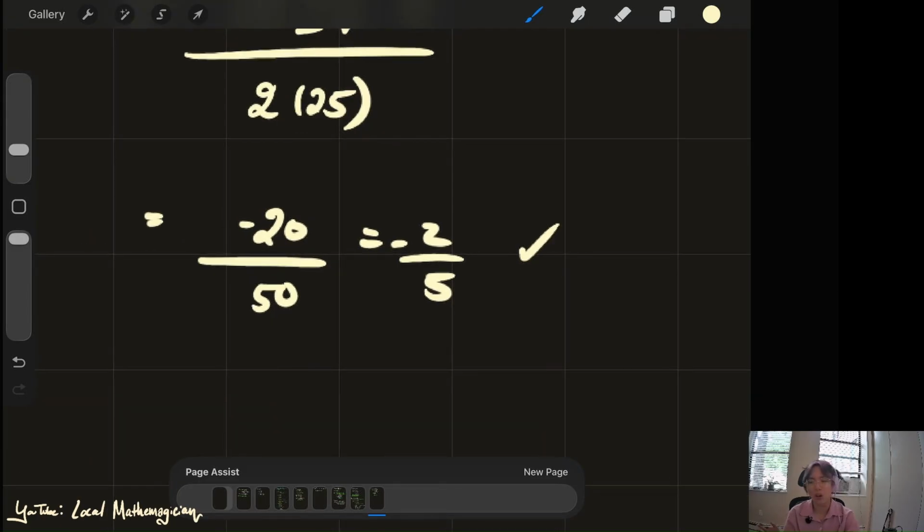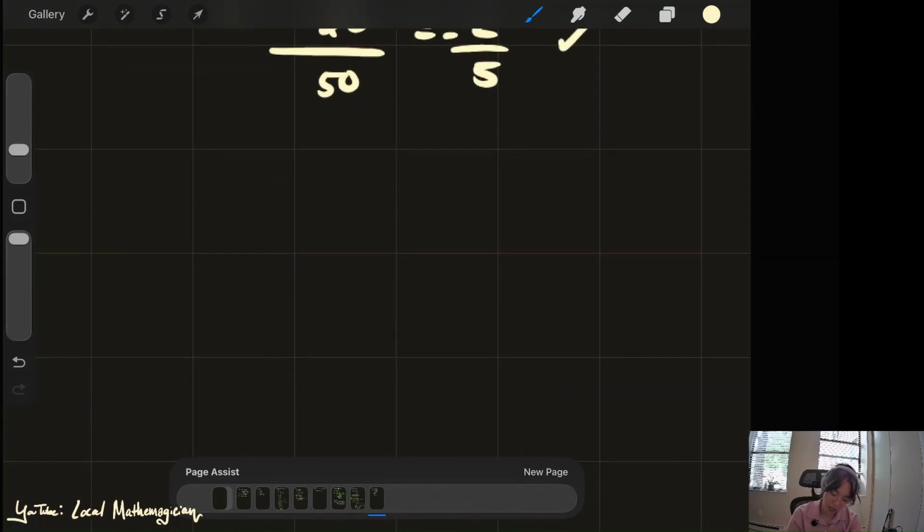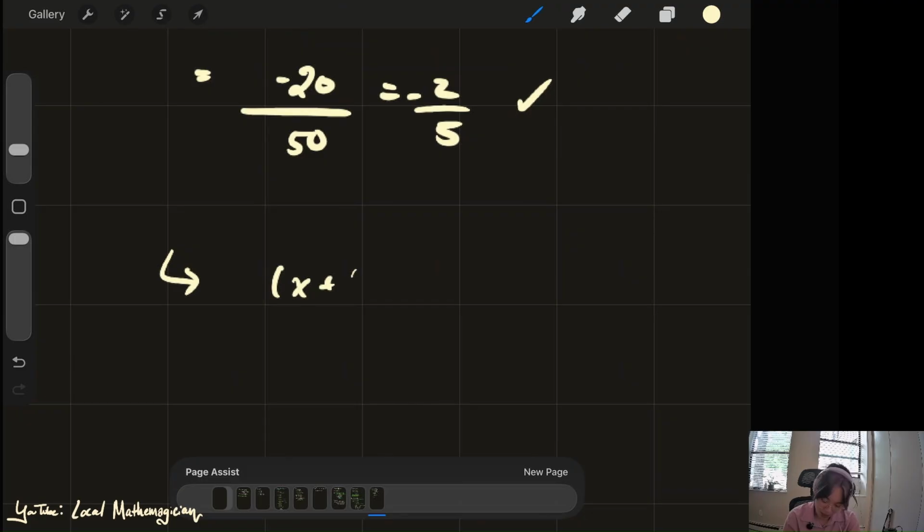You're probably wondering, oh, Amanda, how do we write this in factored form? I am so glad you asked. This will give you x plus 2/5 squared.